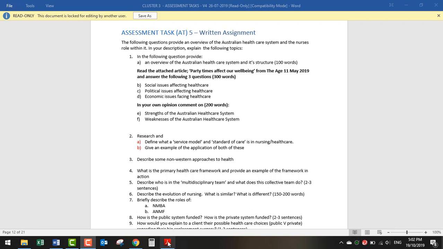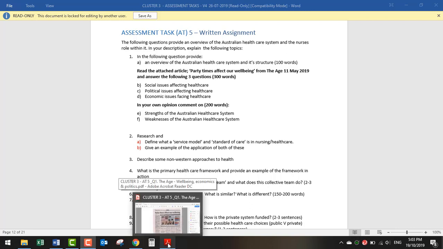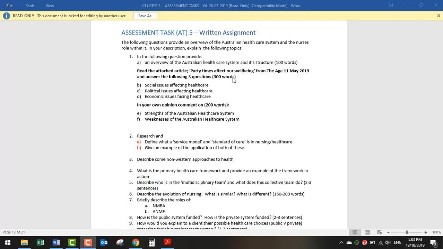Then we want you to look at this article. We've provided an article that we think might help answer B, C and D, okay? You can see there that it's 300 words and it's from a recent newspaper article, and it does in this article talk about social, political and economic issues specific and talking about well-being and healthcare.